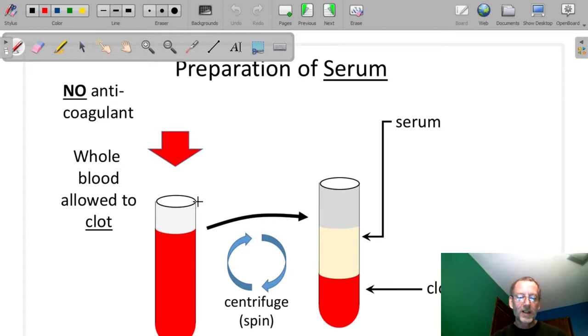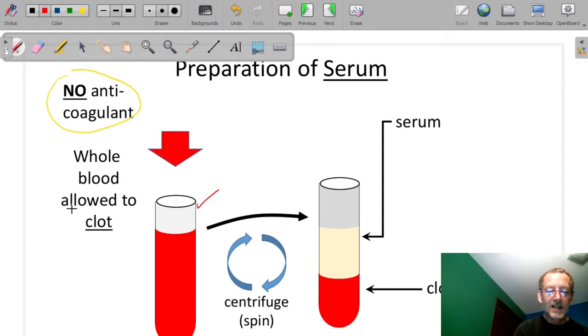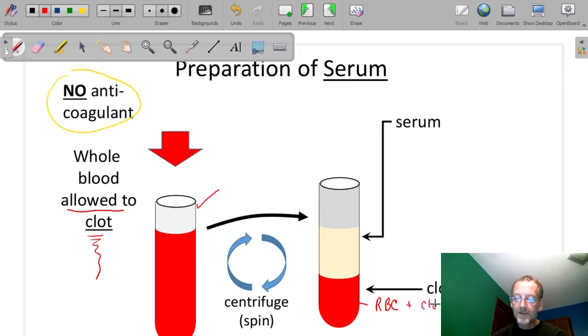You start with a tube again, and in this case, you do not put in an anticoagulant. So there's no anticoagulant. So the whole blood is collected and it is allowed to clot. You just leave it out on the bench at room temperature for about half an hour, and then you simply spin it. And after you centrifuge it, the red blood cells go to the bottom, as before. Red blood cells plus the clot.